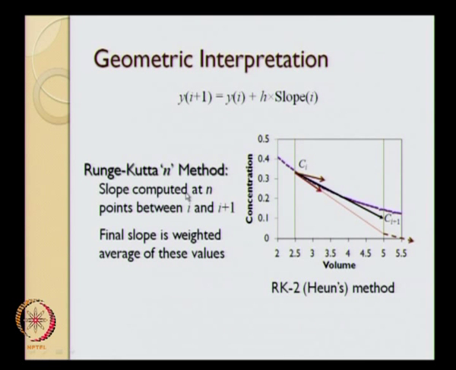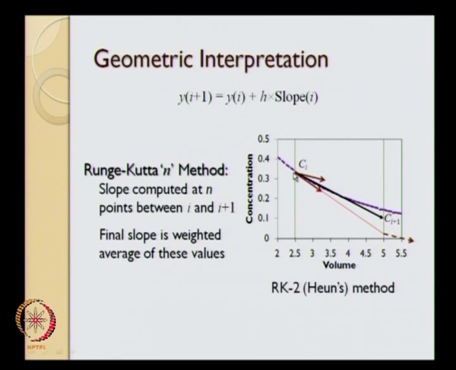So nth order Runge-Kutta method uses slope computed at n points between i and i plus 1, both these points may be inclusive, and the final slope is nothing but the weighted average of these values. Okay. What I am showing over here is RK2, Heun's method.